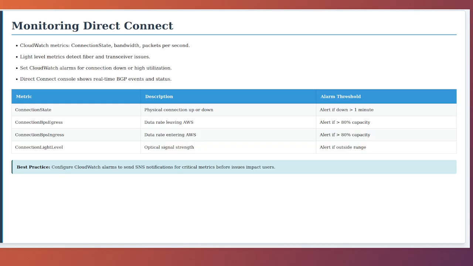You can see when BGP sessions go up or down, which helps troubleshoot routing issues. The console also displays a graphical bandwidth utilization chart for quick visual assessment of traffic patterns.